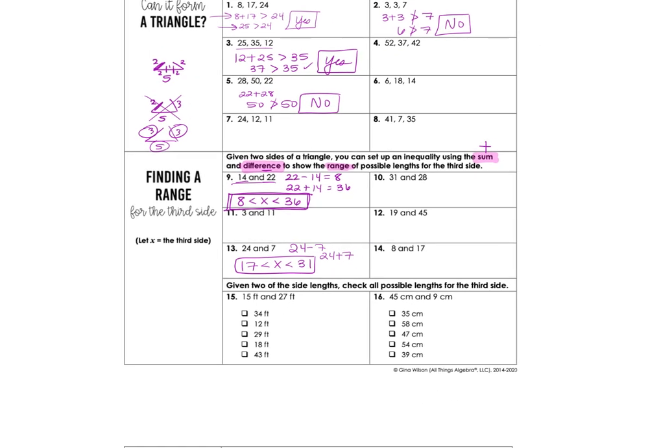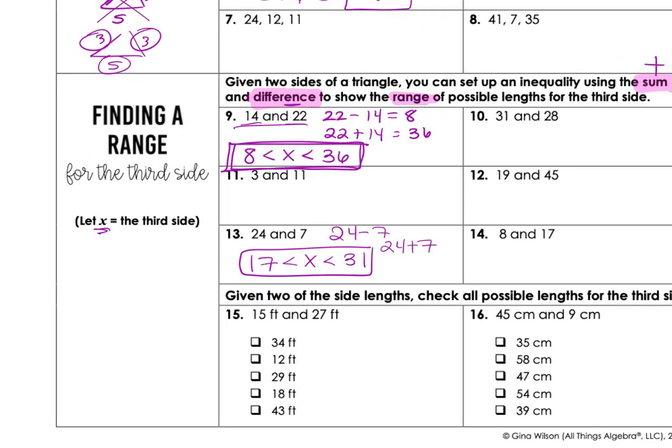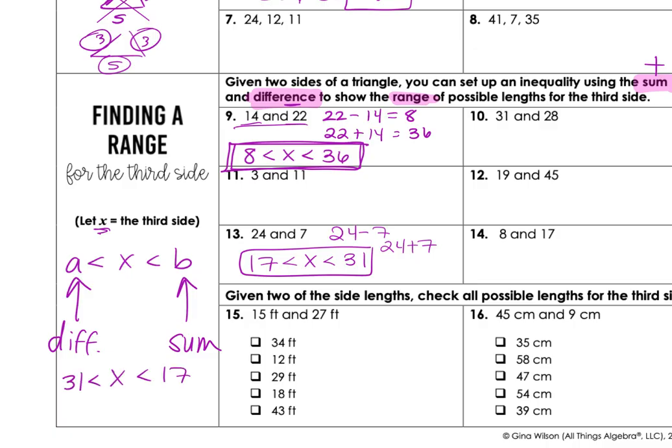Okay? If you look over here, it says let x be the third side. You basically always want this set up where this is always your difference when you subtract them, and this is always the sum number. It does not make sense to say 31 is less than x, which is less than 17, right? Because now you're saying your side is either less than 17 or more than 31, and that will not work for any of them. So make sure that you're not doing that. You're always putting the smallest on the left side and the biggest on the right side.